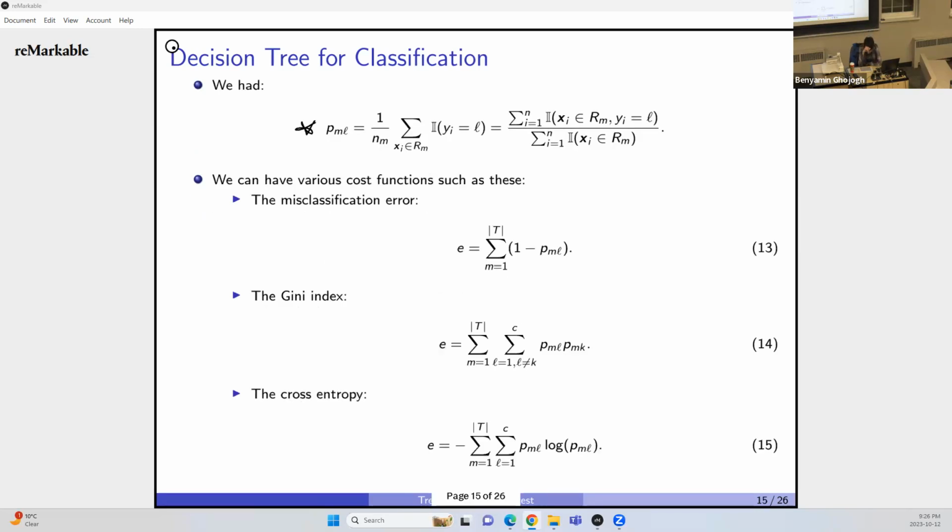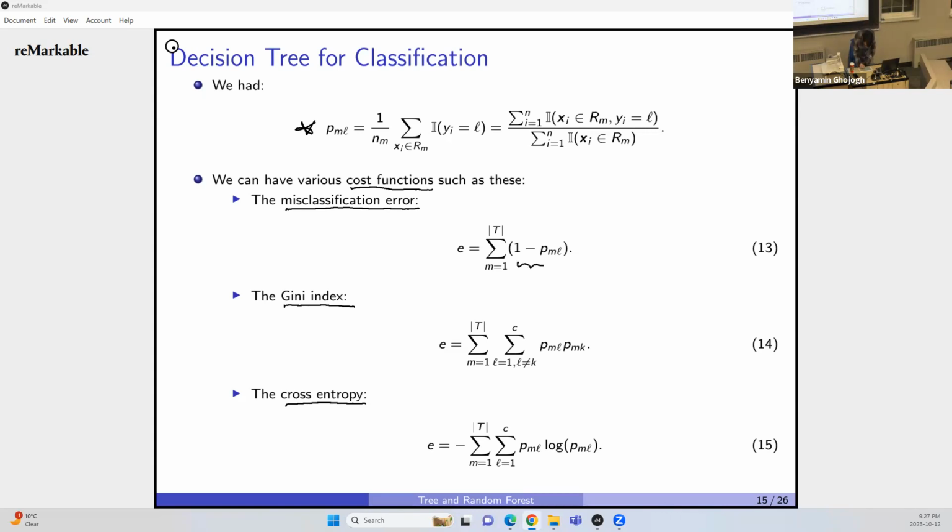I'm repeating it. Now we can have various cost functions, such as these: misclassification error, Gini index, cross entropy. So misclassification error is equation 13. What does it say? These are errors, right? I want to minimize them.